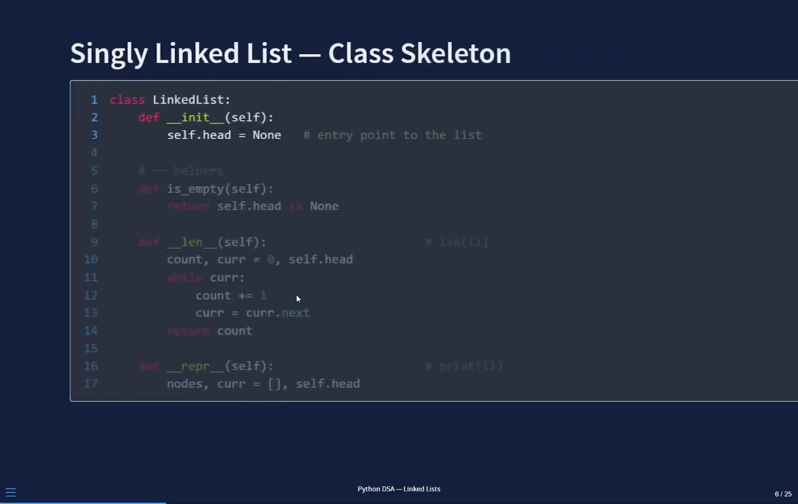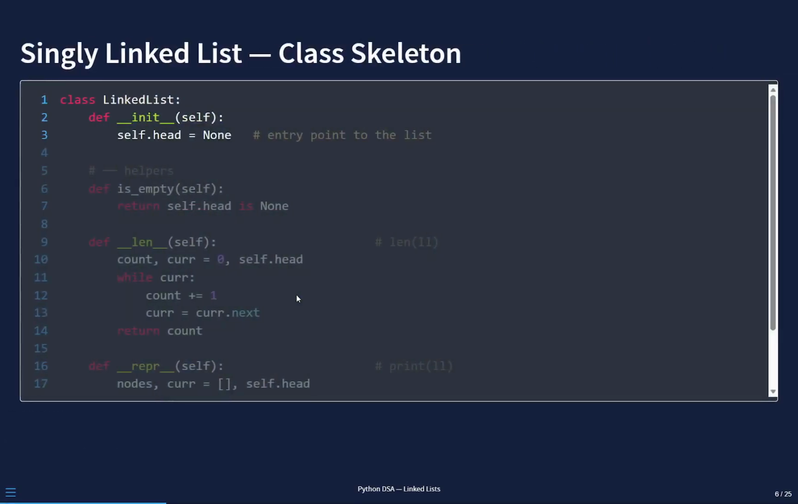Now let's wrap our nodes in a proper linked list class. The constructor simply initializes self.head equals None. An empty list has no nodes yet. is_empty is a convenience method. It returns True if head is None. __len__ gives us the length via Python's built-in len. We walk the list, counting nodes, and return the total.